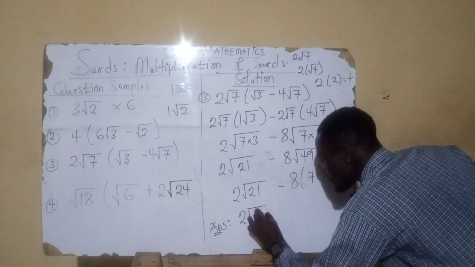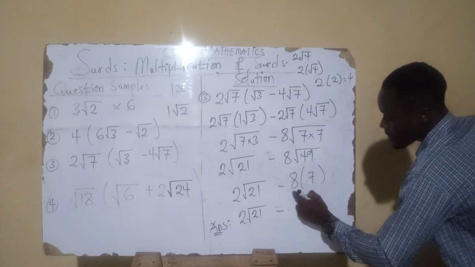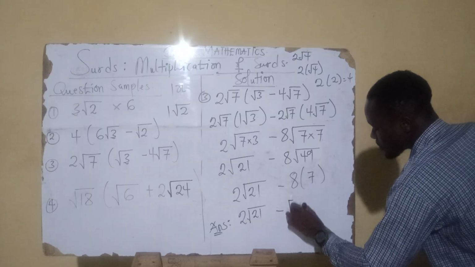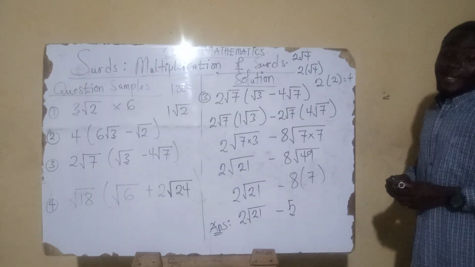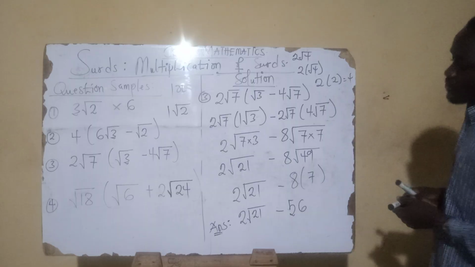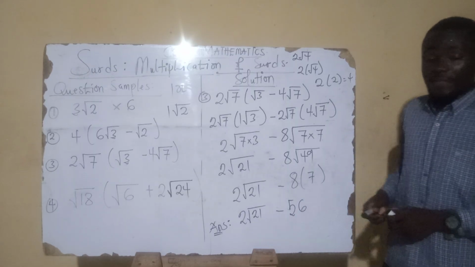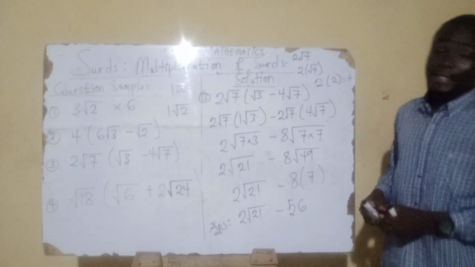2 root of 21 minus, we multiply this by that and we are going to get what? What are you getting? 56. So this is what we are getting. 2 root 21 minus 56. This then becomes our final answer.